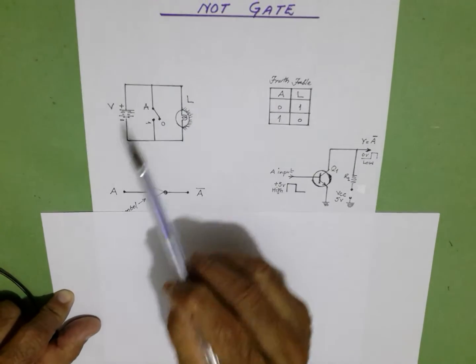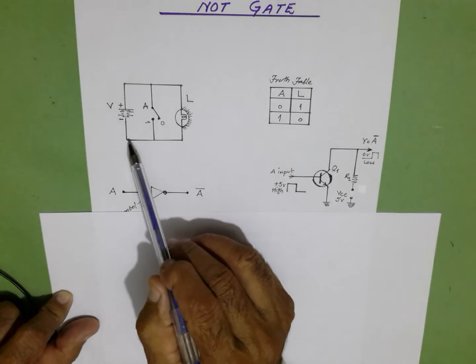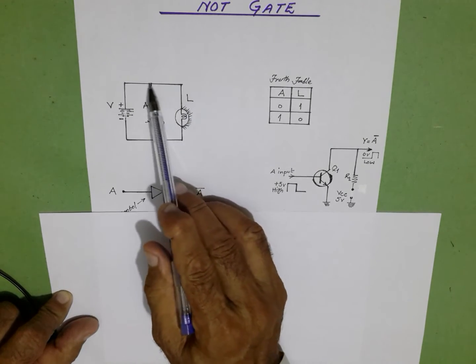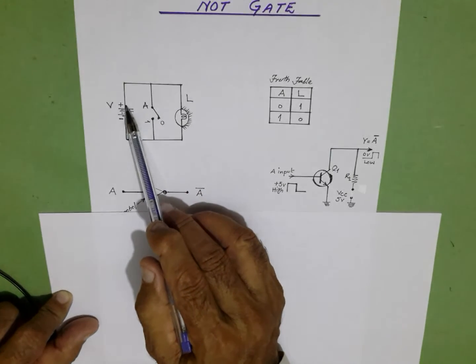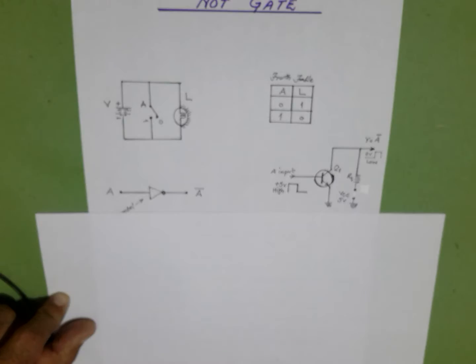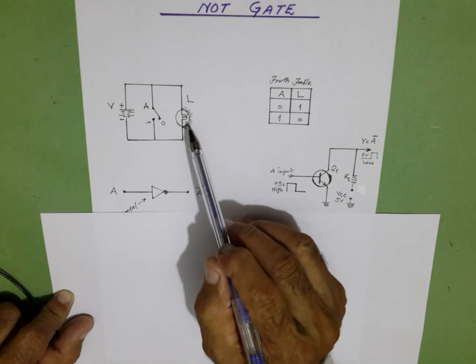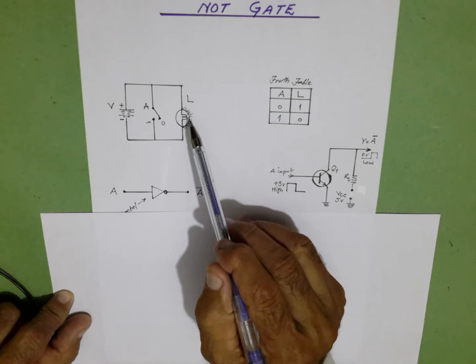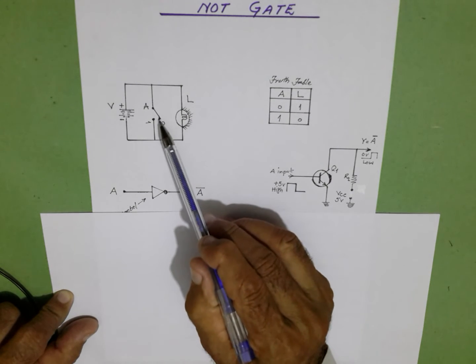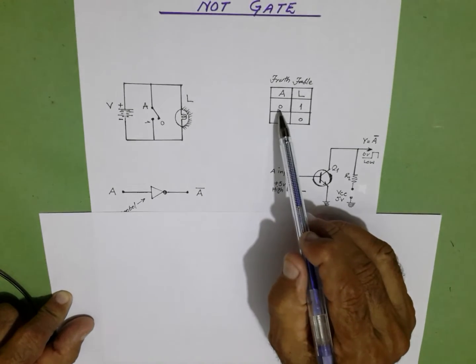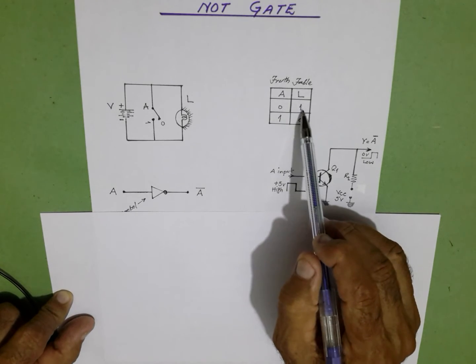The current flows from the negative side of the battery to the lamp and back to the positive terminal of the battery, and the circuit is complete, and the lamp is giving light, that is, it is on and it gives a logic 1. When the switch is logic 0, the output is logic 1. When the input is logic 0, the output is 1.